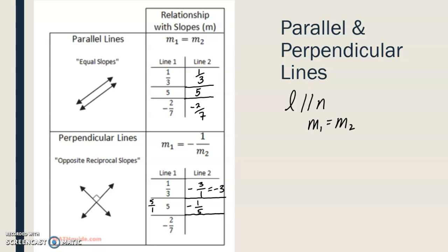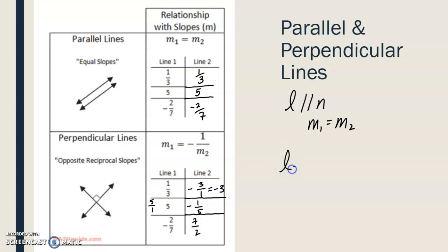And then lastly, if line 1 has a slope of -2/7 and line 2 is perpendicular to that line, the slope of line 2 needs to be positive. And then what's the reciprocal of 2/7? 7/2.